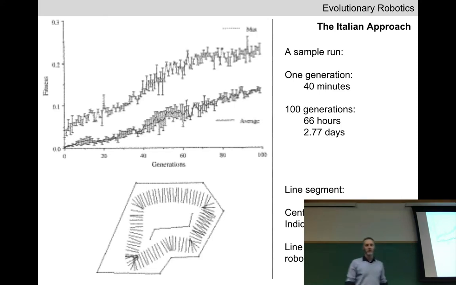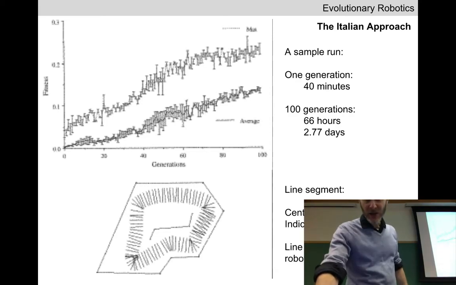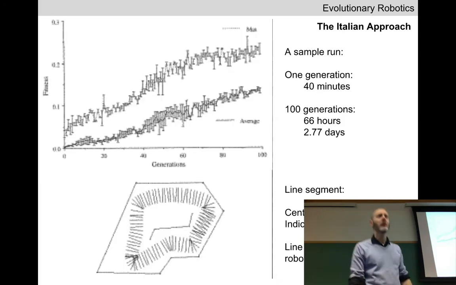Yes? How many robots did they have to try? Like, how many were in one generation? That's a good question. It doesn't say here on the slides, and I don't remember if they said in the paper. It might be in your readings for the day. You can go back and have a look.